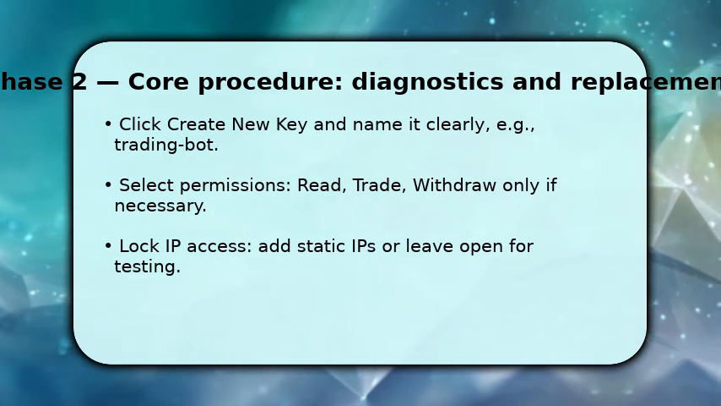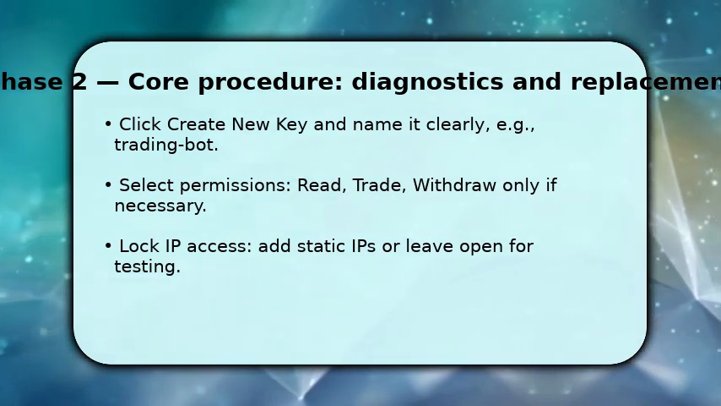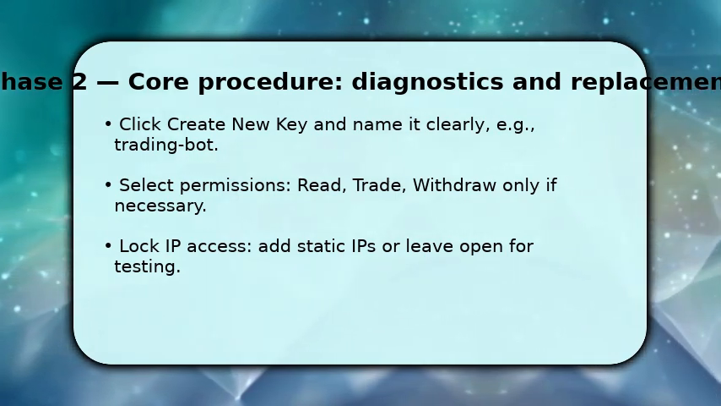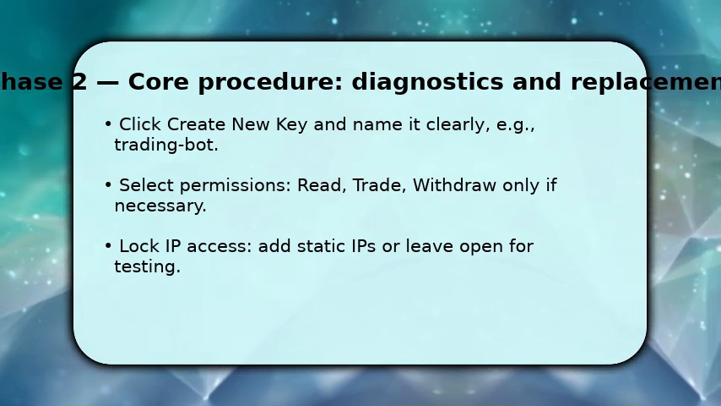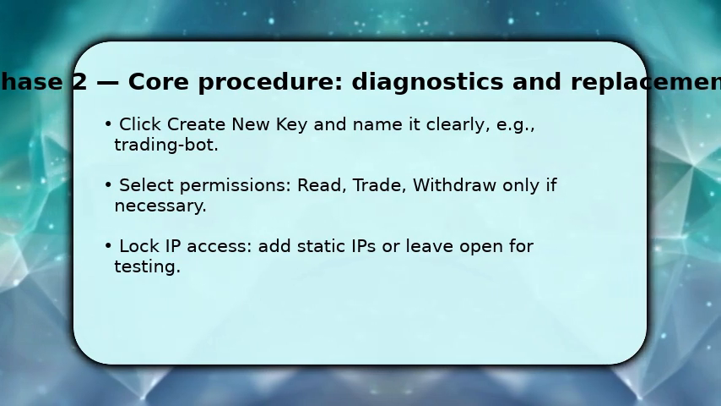Once done, set IP restrictions, add your server's static IP to lock access, or leave it open temporarily for testing, but plan to restrict it later. After confirming, Bybit will prompt for 2FA, approve it, because that's how the platform verifies it's you creating the key.